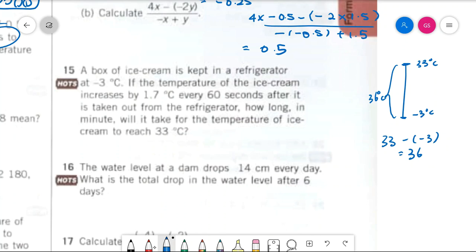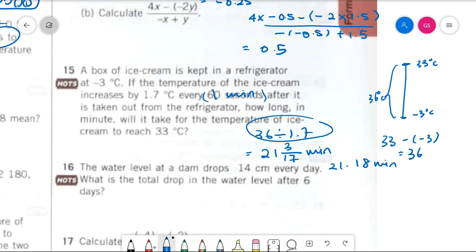So what do we do? We take 36 divided by 1.7. What will you get? You will get 21 and 3 over 17 minutes, because this is actually 1 minute, so 21 and 3 over 17 minutes, or if you want to be specific in decimal, 21.18 minutes. That is your answer for it to reach. This is basically what you have to do, divide by 1.7. That's all, very simple.